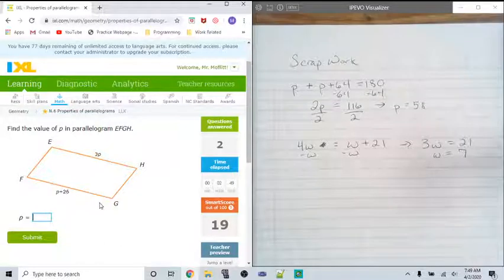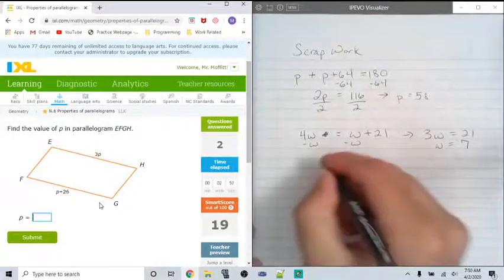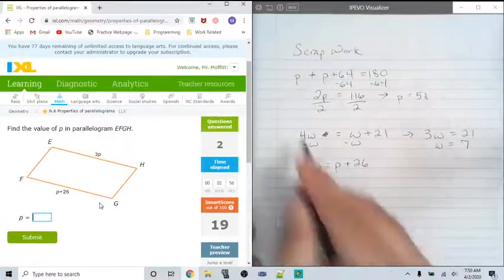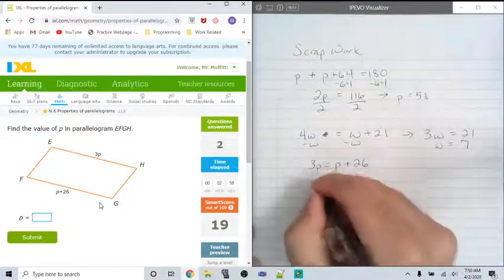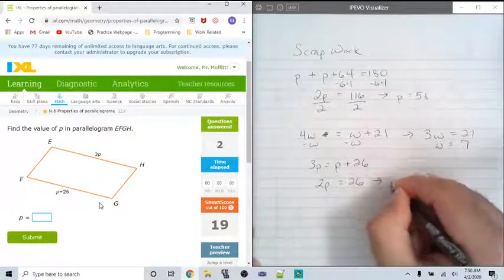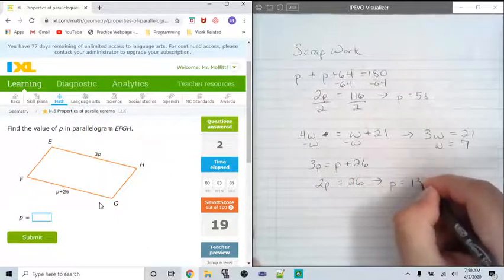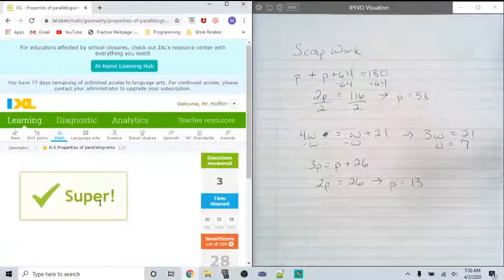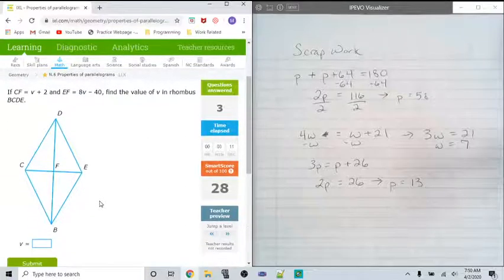All right, properties. Again, we have two things across from each other. We have 3P equals P plus 26. And again, this isn't formal work over here. It's just my scrap work. I subtract P from both sides, and we find out that P should equal 13 when we divide both sides by 2. So right now, these are simpler problems. They're just asking us to solve for the variable. That's not too bad.